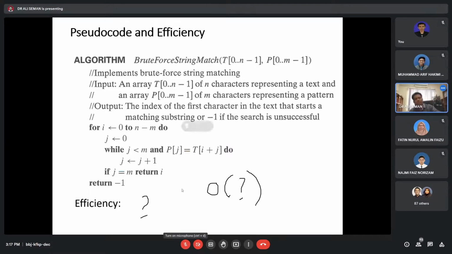N squared. Why N squared? This is N minus M, right? There are two loops here, the inner loop and the outer loop. Basically we can conclude the outer loop as N. The inner loop is what? It is M, right?